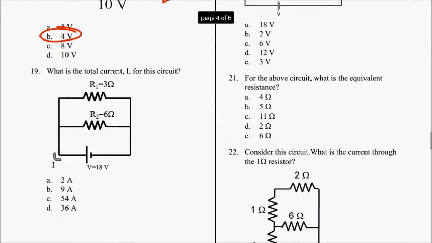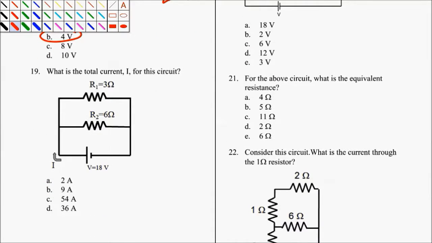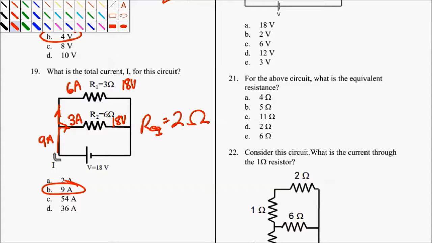What is the total current for this circuit? Okay, well, each of these has 18 volts. That means this has 6 amps and this one has 3 amps. So the total current will be the sum of those two, 6 plus 3. The current coming in here has to be 9 amps, and then it splits up into 6 and 3 amps. Or you could say the equivalent resistance is 1 over 3 plus 1 over 6, which is 2. And the total current is V over that equivalent resistance, or 18 over 2.